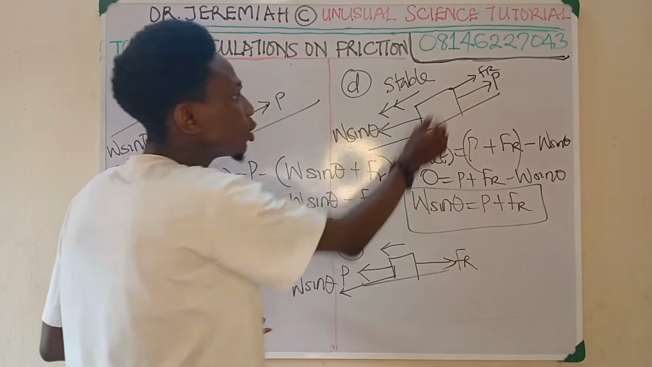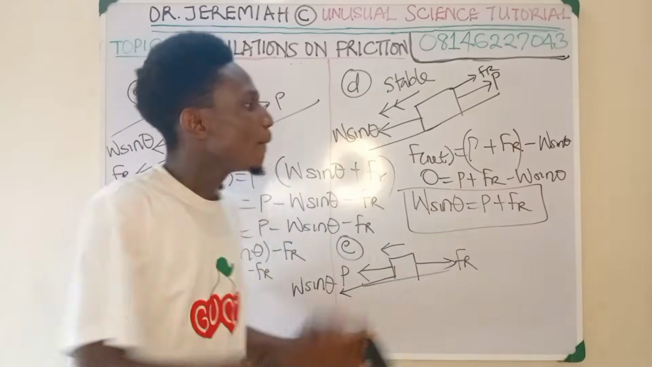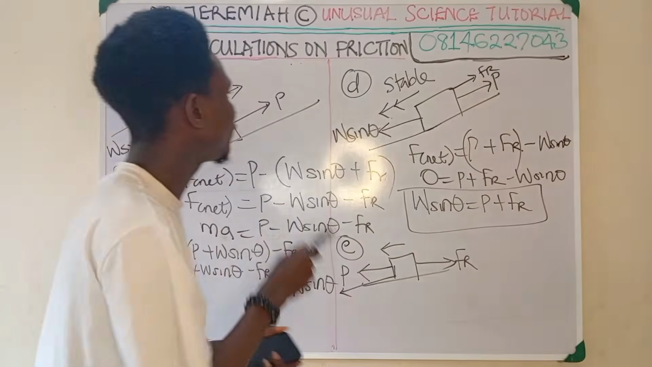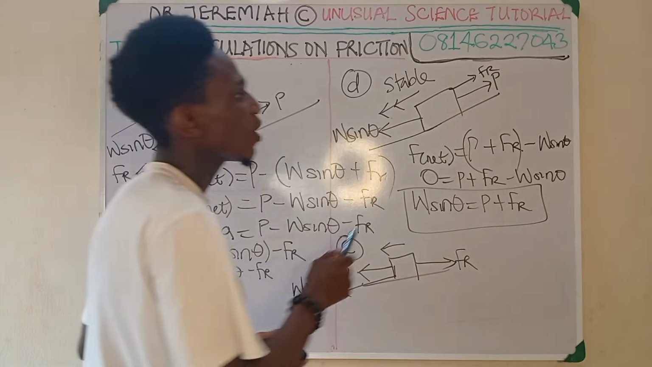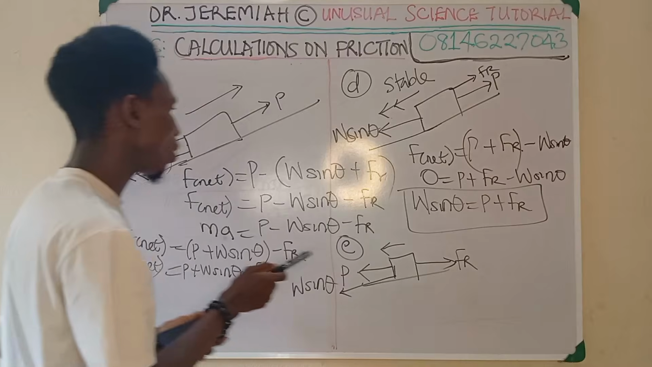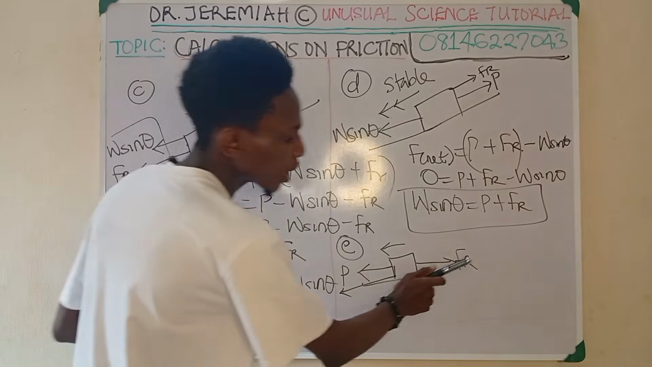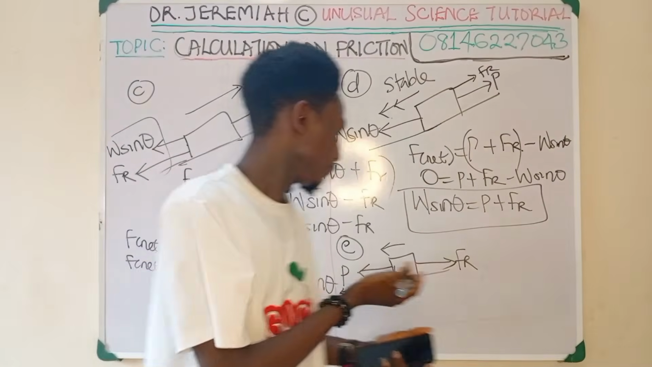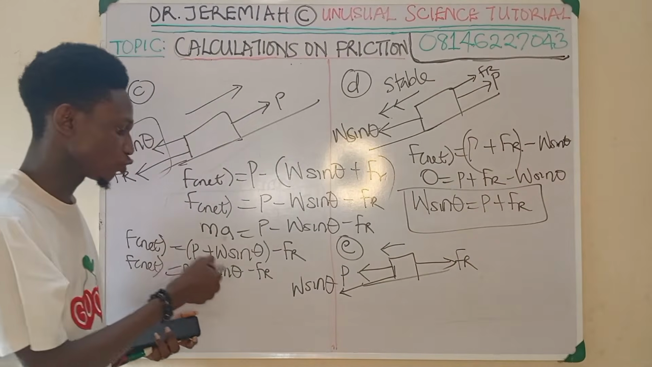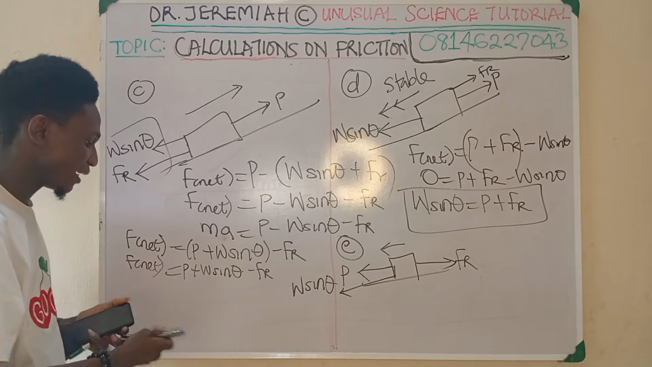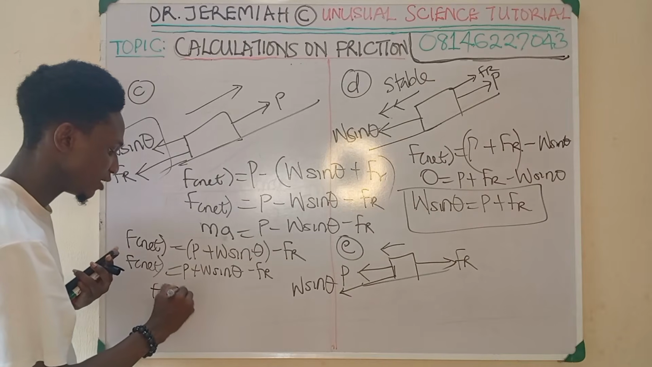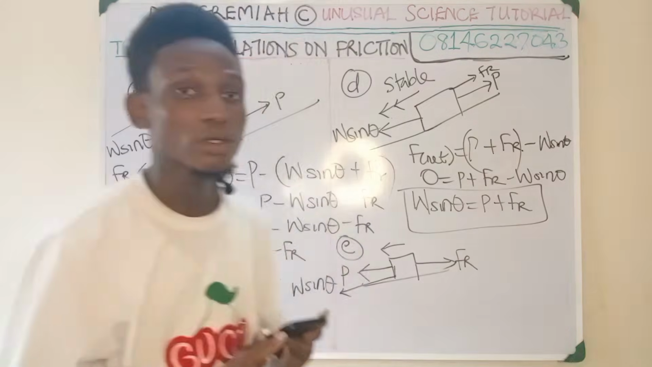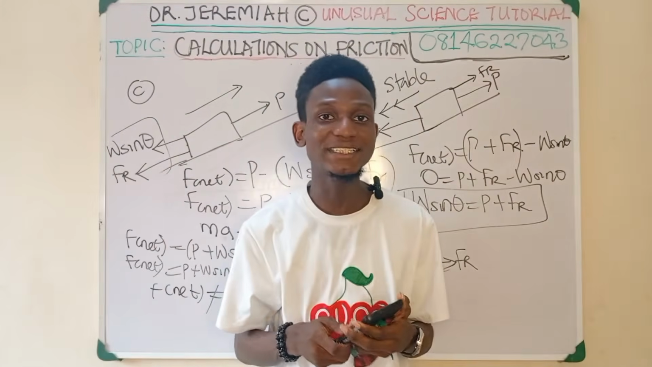This one is unstable, so I'm pulling it to become stable. But this one, I'm just pulling it. Hope you get it. So there are two different scenarios. Friction is going to act downwards here, while friction is going to act upwards here. And here, friction is going to act upward, because I'm pulling it downward, and we're going to get P plus W sine theta minus frictional force. The net force here is not equal to 0, please, because the body is moving. So I hope we are able to get the distinctions.